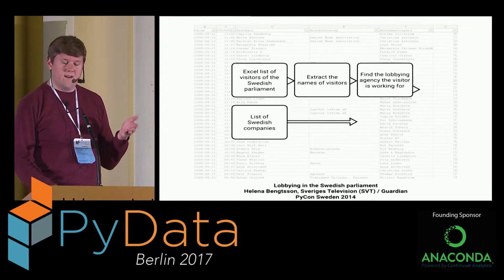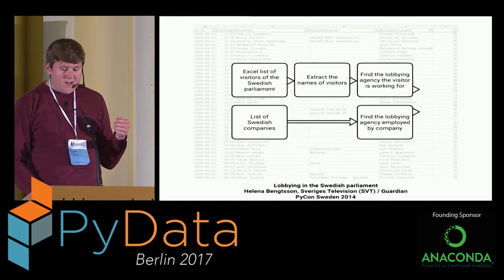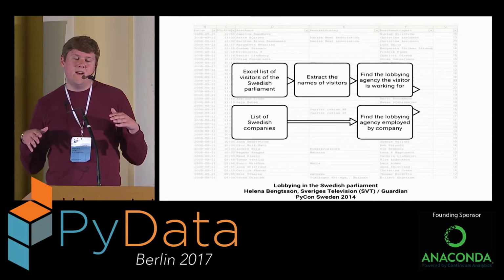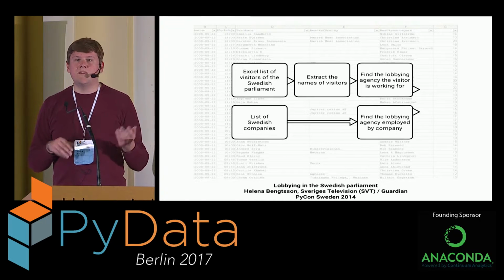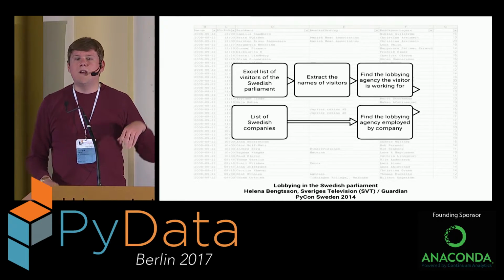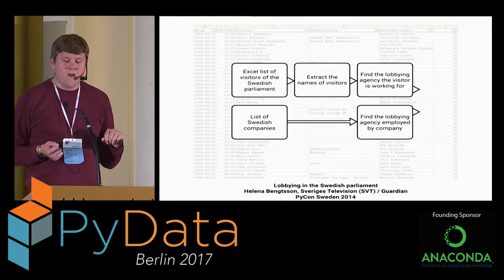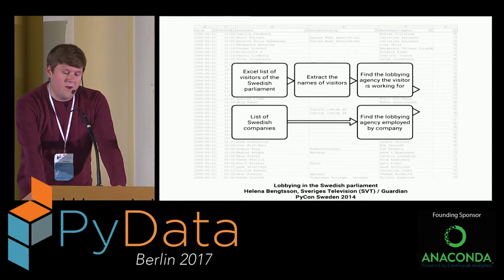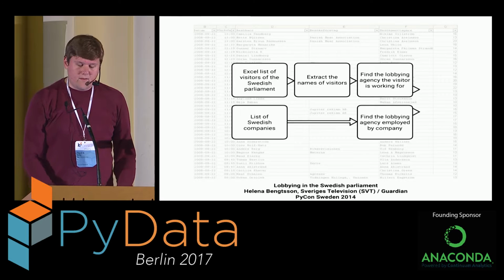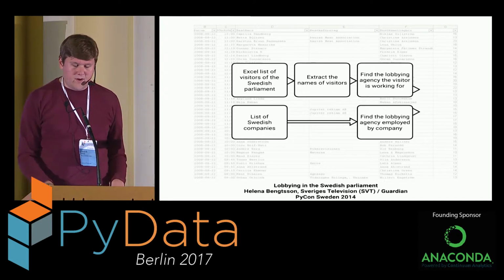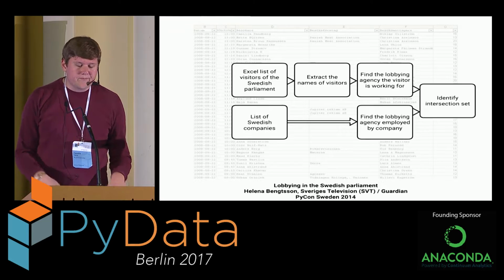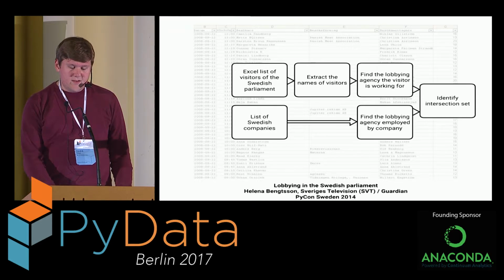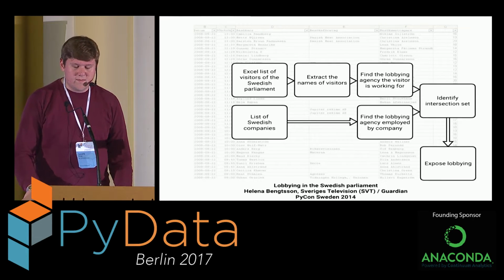And at the same time, she got a list of Swedish companies, and she found the lobbying agency that was employed by the company. And it's really like a funny situation, because on the one hand, these lobbying agencies are very, very proud of the people they employ, because they went to good schools and they're somewhat famous. And at the same time, it's really important for them to show they're working for famous people, because they're references. So the task here was to find them, and this is really just simple data scraping, and I'm pretty sure that everybody could do this here. But using that and then looking at the intersection set of these two data sources, she could expose lobbying.